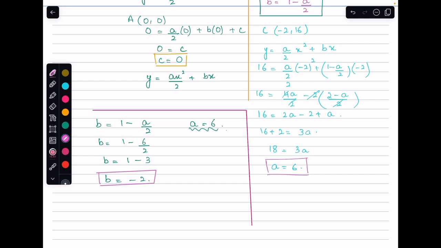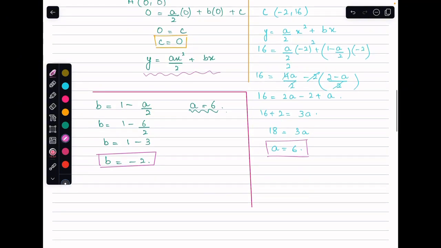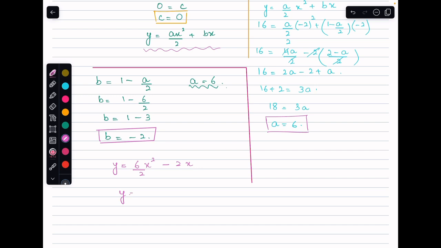And after that, I will be getting the equation of the curve. We got the equation of the curve from here as y equals ax squared divided by 2 plus bx. So simply I'm just going to substitute in this equation a as 6x squared divided by 2 and then b as negative 2x, or I can say that the equation of the curve is 3x squared minus 2x, and this is how the equation then gets solved.